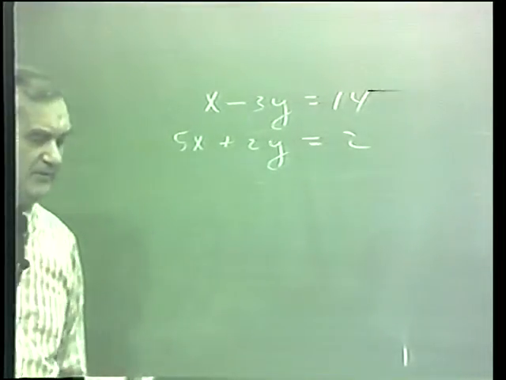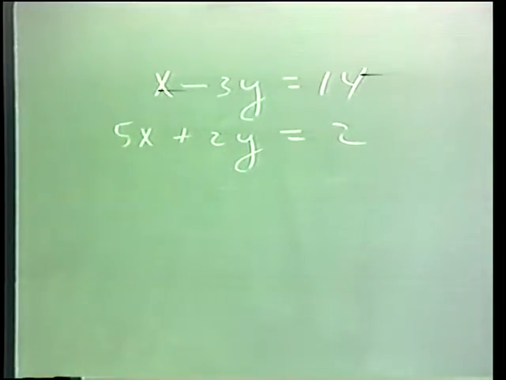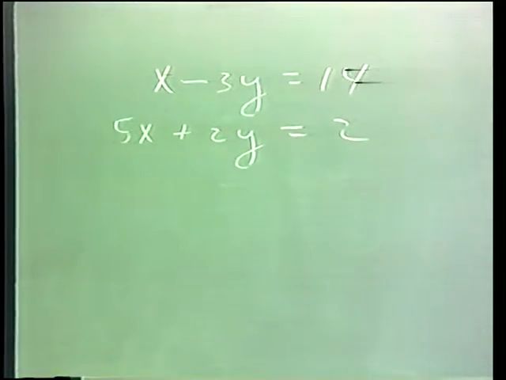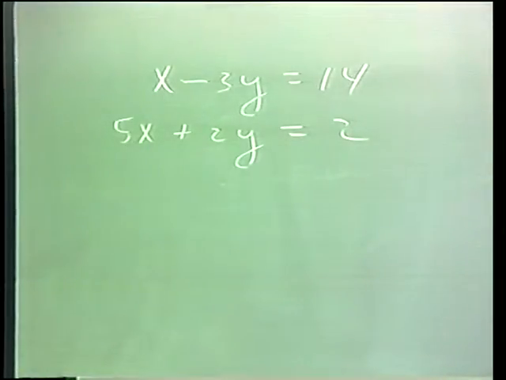There you go. 2 equations. The first equation says x minus 3y equal 14. Second equation says 5x plus 2y equal 2. Find the point of intersection of those two lines if it exists.